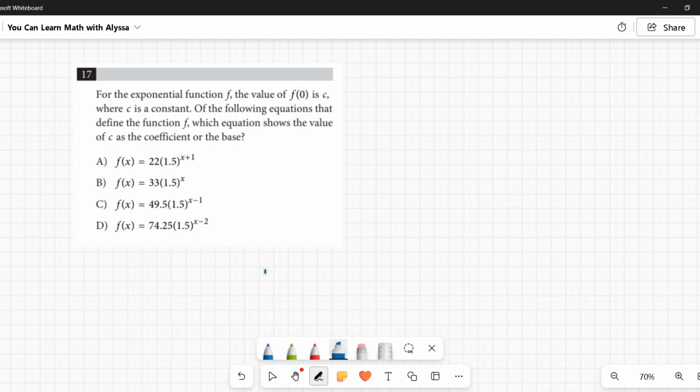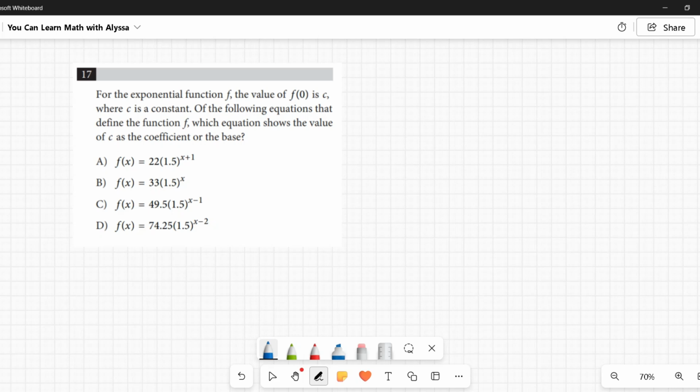Question 17: For the exponential function f, the value of f of 0 is c, where c is a constant. Of the following equations that define the function f, which equation shows the value of c as the coefficient or the base? This type of problem has shown up before, and it usually sends people into a little bit of a whirlwind going, what is going on? Because this isn't a format that you normally see in a math class.